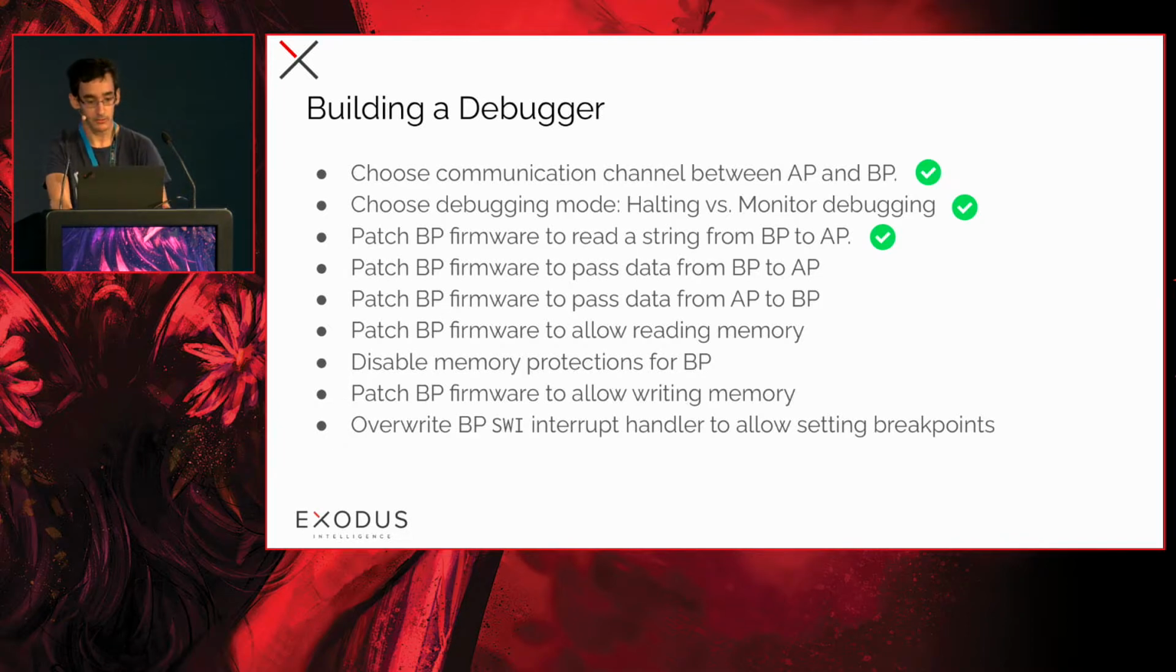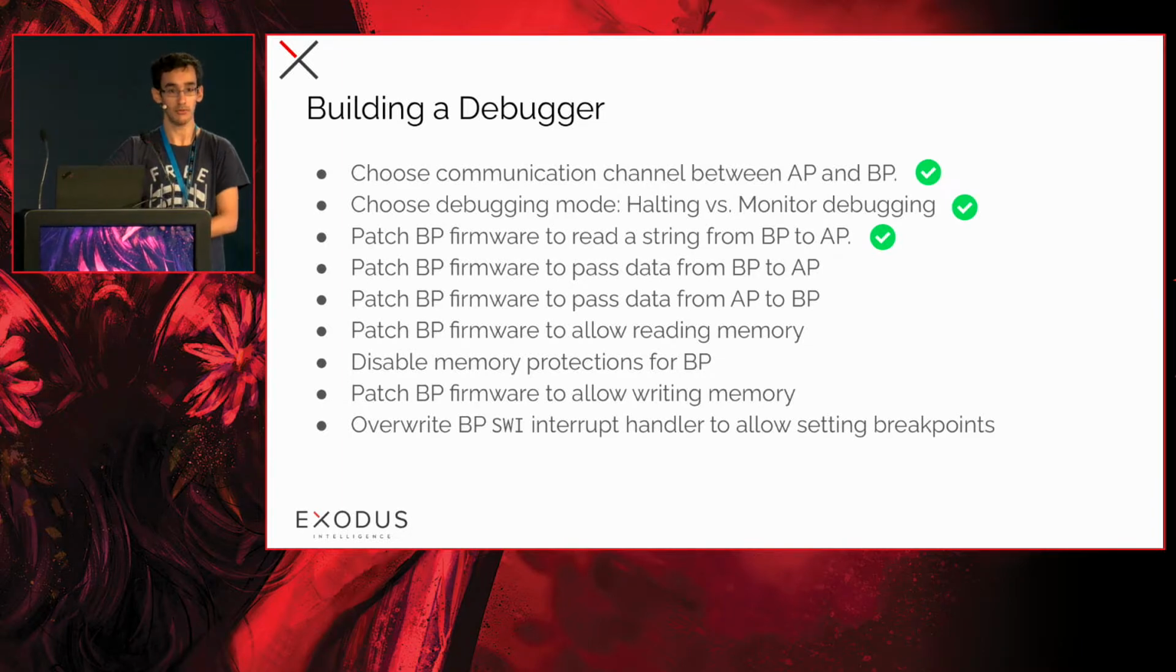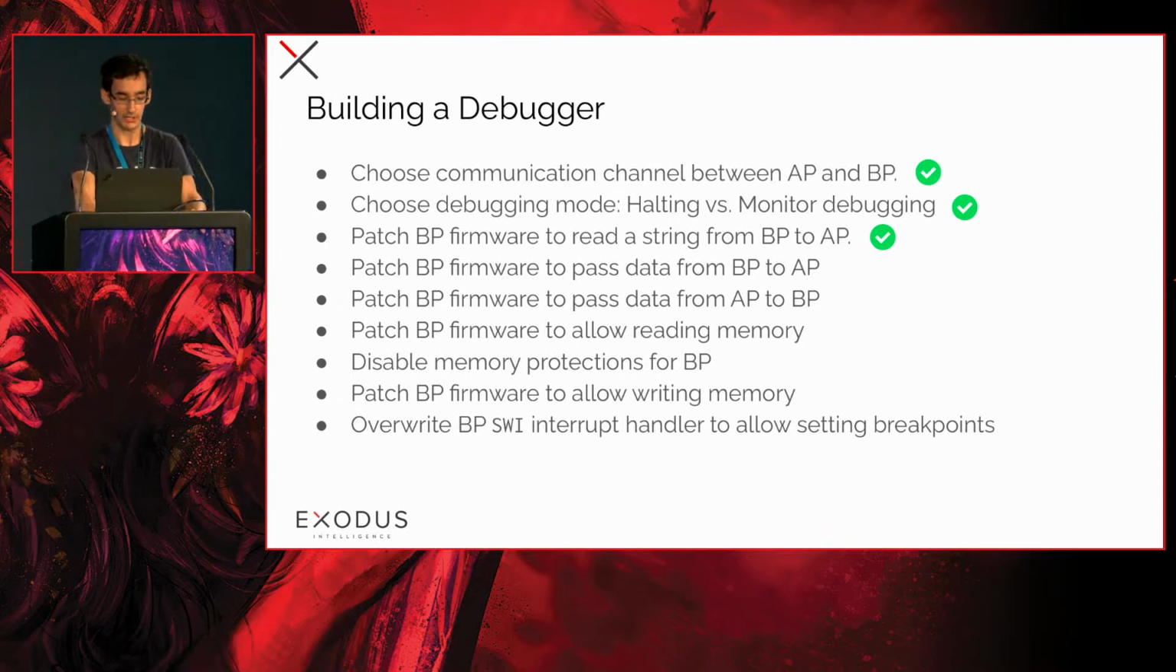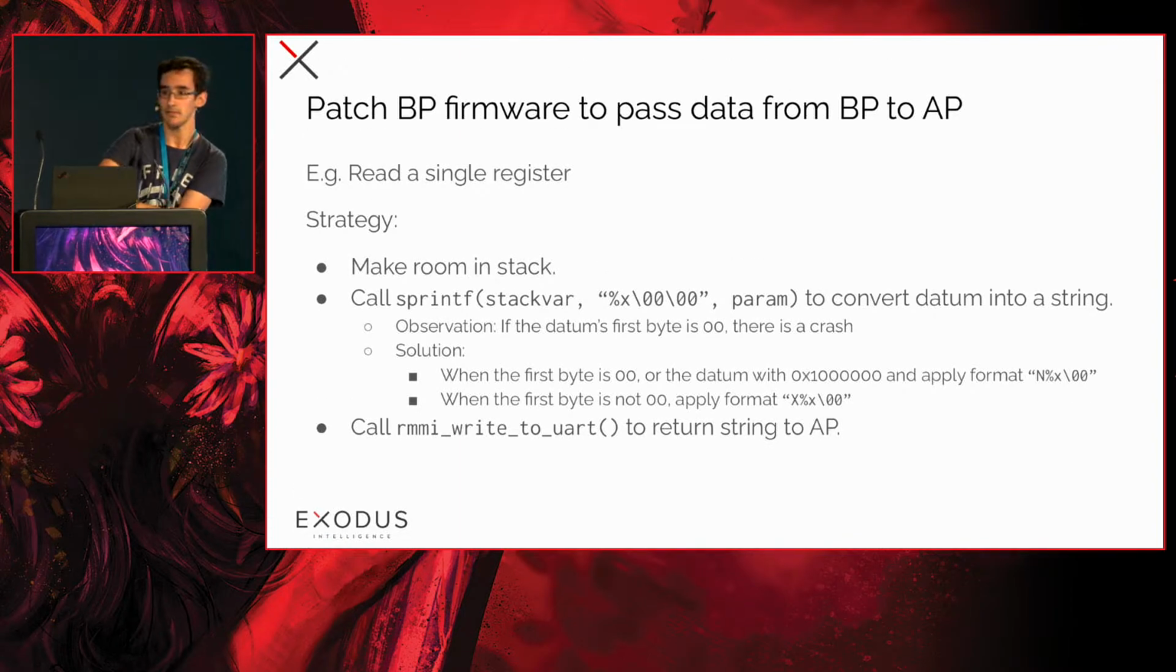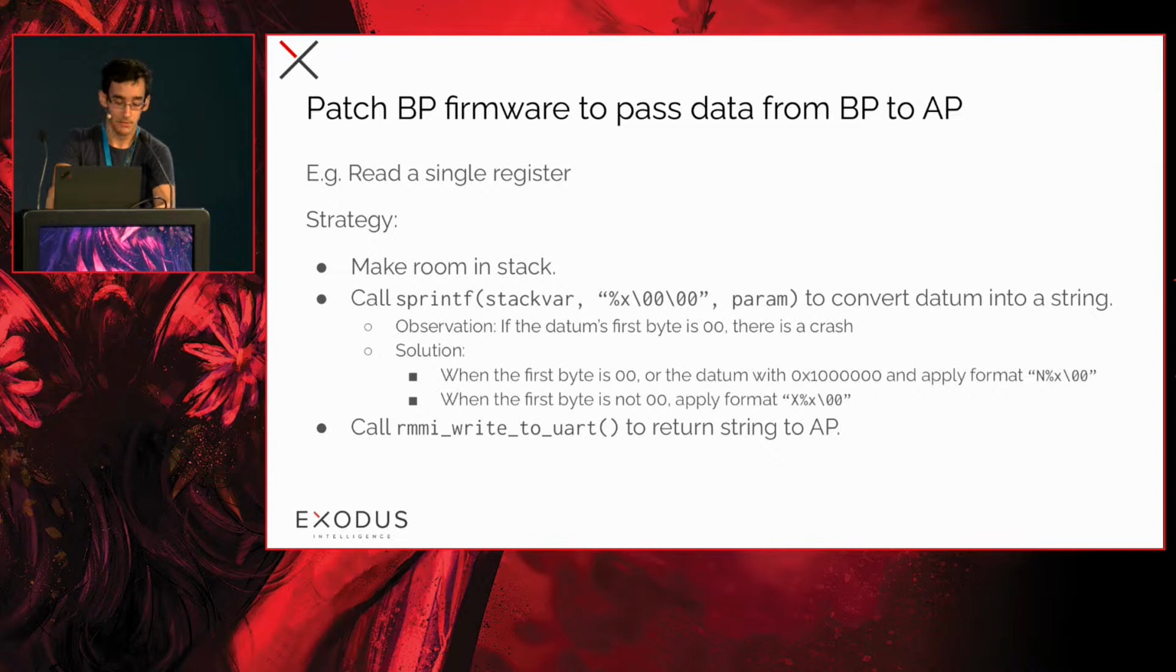Pretty simple so far, and the next step, knowing that we can just send data, we are going to figure out if we can pass an actual datum, an actual hexadecimal value, an integer, from the baseband processor to the application processor. In this case, we're going to try to read a single register, for example. So the strategy here is going to be to make some room in this stack once again. And instead of calling RMMI write to UART directly, we're going to first call sprintf, passing a format specifier that consists of %x 0000 to convert this datum into a string.